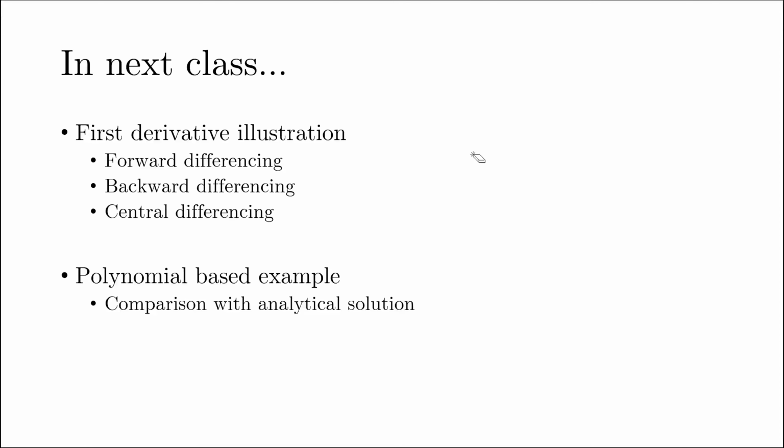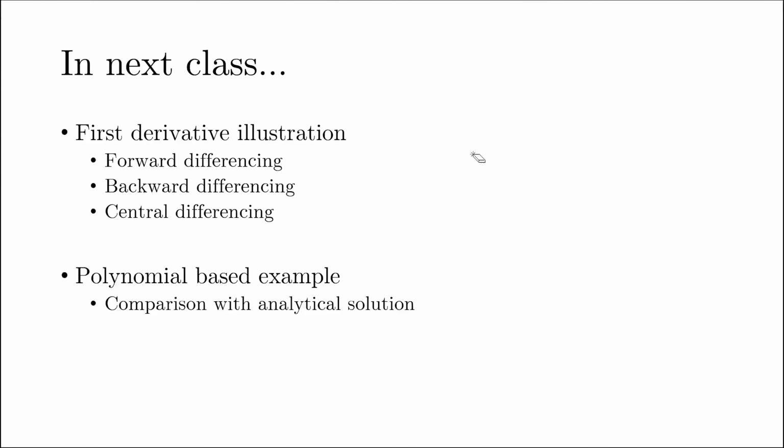But for now, I'll stop here because I want to talk about finite differencing in the next lecture, where we would be talking about the forward differencing method, the backward differencing method, and the central differencing method. We'll see their various characteristics. And finally, we'll take an example based on polynomials to understand the various characteristics of these differencing methods. So we'll gradually build up towards the solution of fluid flow, but first we have to understand the very basics that go towards solving this problem.